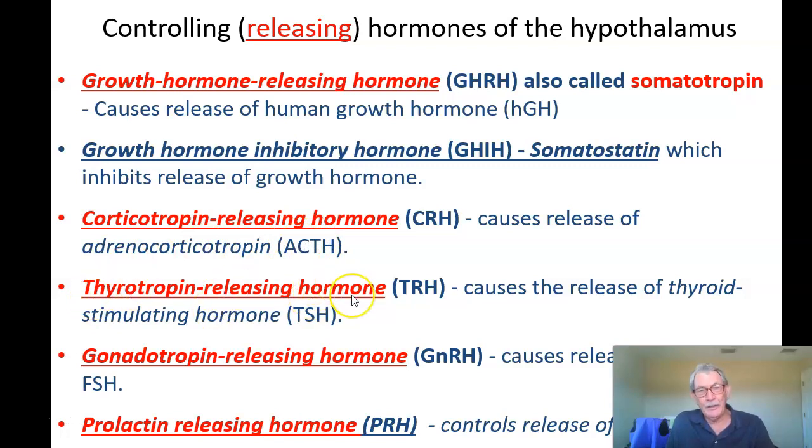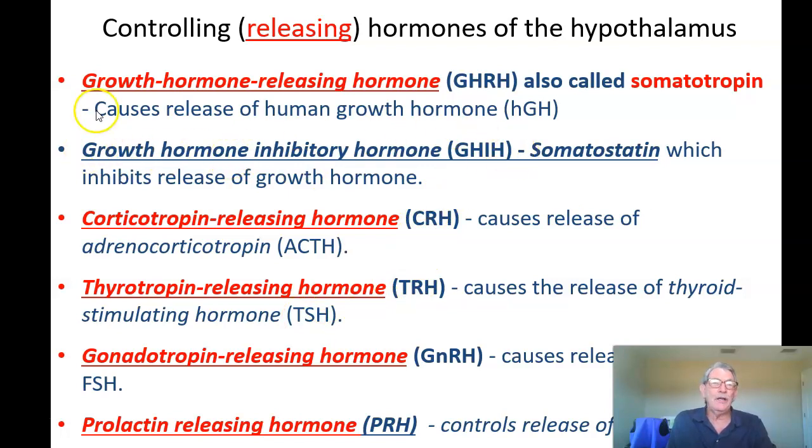Thyrotropin releasing hormone. This is going to go from the hypothalamus down into the anterior pituitary and cause you to release thyrotropin, better known as thyroid stimulating hormone. A stimulating hormone is a tropic hormone. So thyrotropin releasing hormone causes you to release TSH from the pituitary. Look, these are releasing hormones.